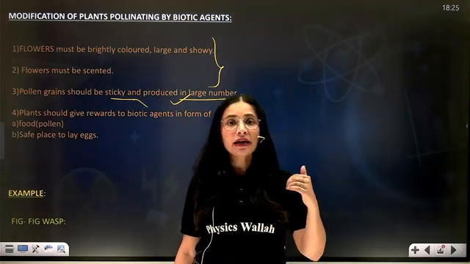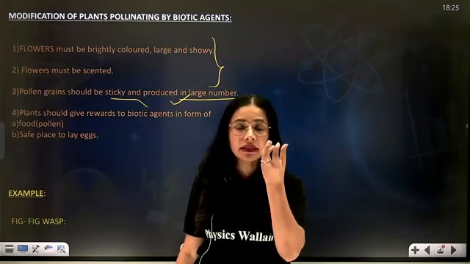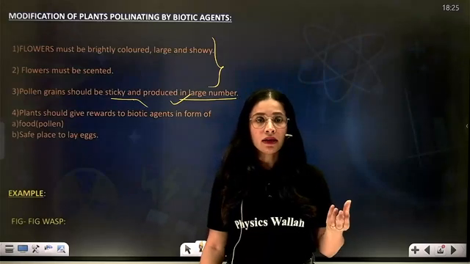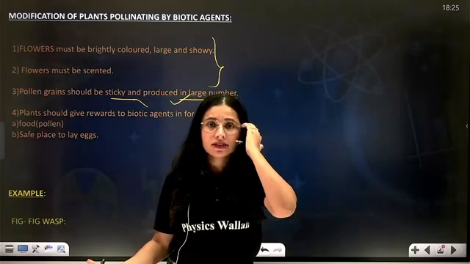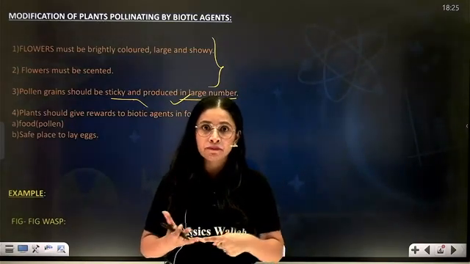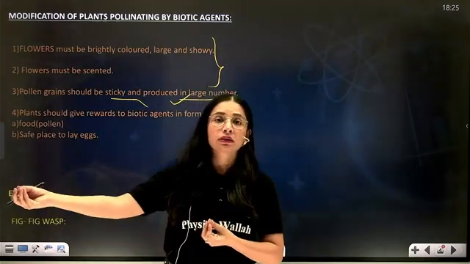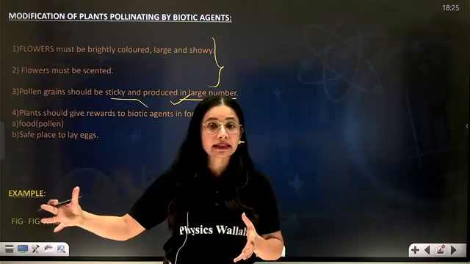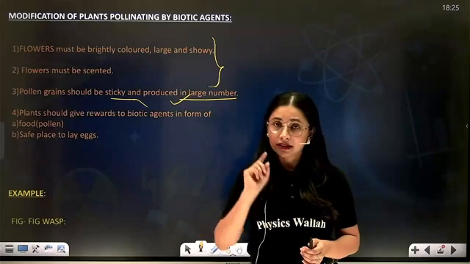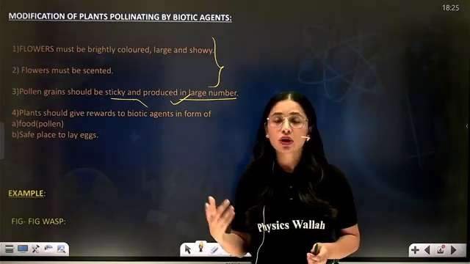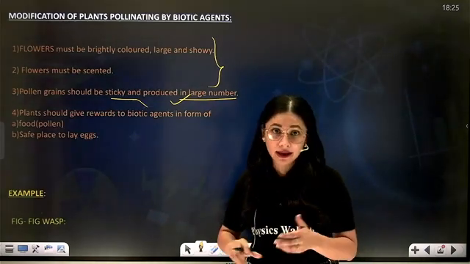Why? Because, beta, when insects come, sometimes the insect eats pollen grains. Now suppose if a limited number of pollen grains are produced, then how is the plant, how is the flower going to manage? Because yes, pollen grains will be eaten by the insect, some pollen grains will get dusted here and there, and then only some pollen grains will reach their destination. In that case, pollen grains should also be produced in large number. This is also one of the modifications of plants that want to get pollinated by animals or by biotic agents.